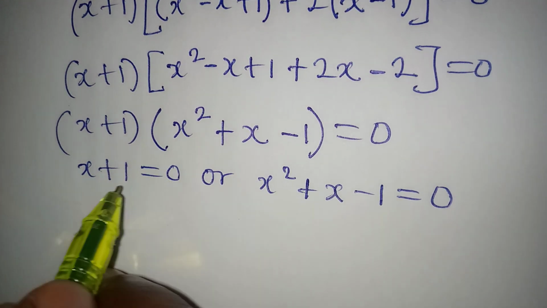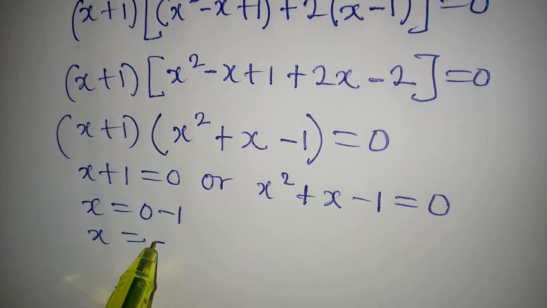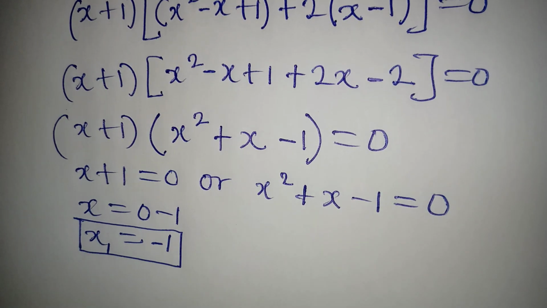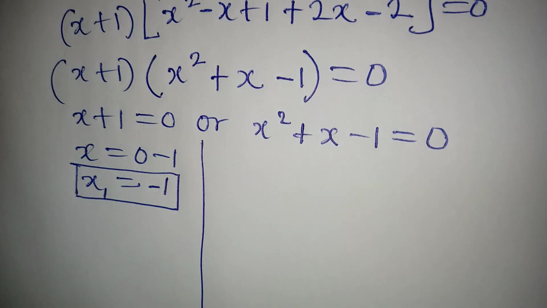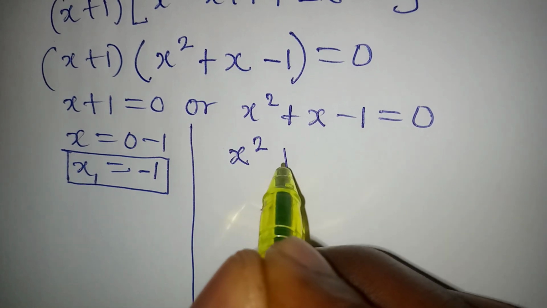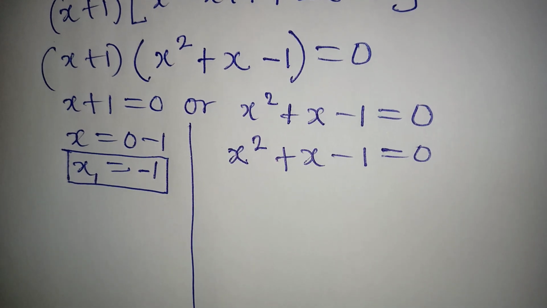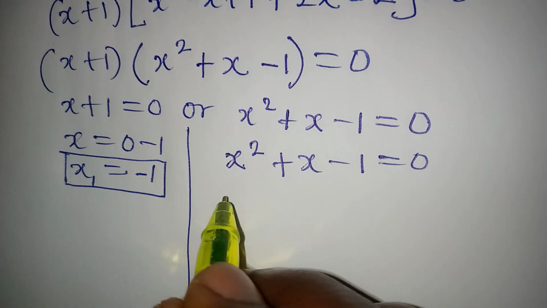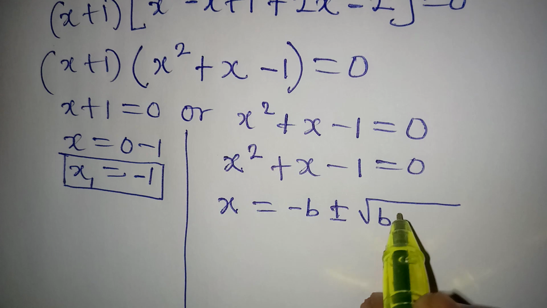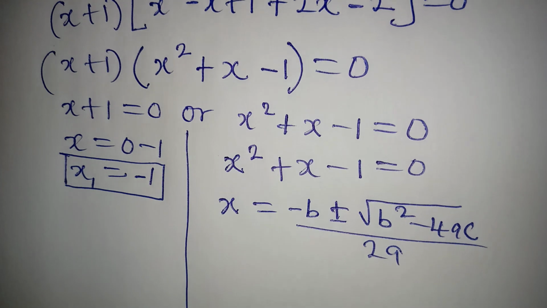And then from here, let's deal with this. x is equal to 0 minus 1. x is equal to minus 1. So let's call this our x1. Now to get our x2, we will deal with this quadratic equation where we have x squared plus x minus 1 equals 0. And by the way, we can deal with this using the formula method. x is equal to minus b plus or minus square root of b squared minus 4ac over 2a.